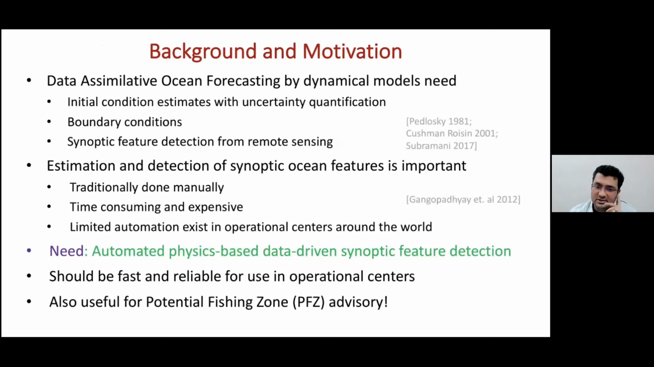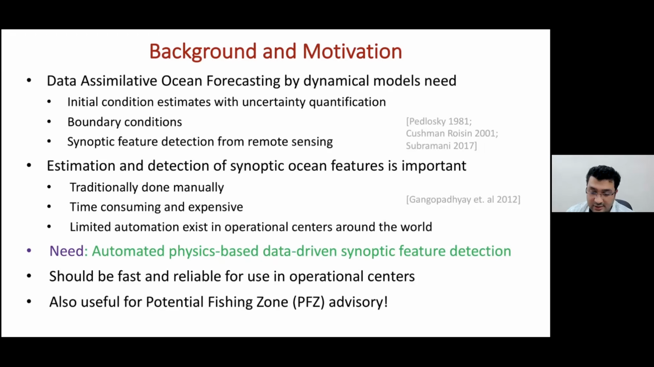So the background is that we have these data assimilative ocean forecasting models that require initial conditions, boundary conditions, and some synoptic features. So from the remote sensed image, if you know the features that are there in the ocean, for example, there is a western boundary current, there are these eddies that are present today, and I want to see how these eddies will evolve in the next week or so. So I need to initialize my model with the location of these eddies, and I need to make a prediction into the future for that.